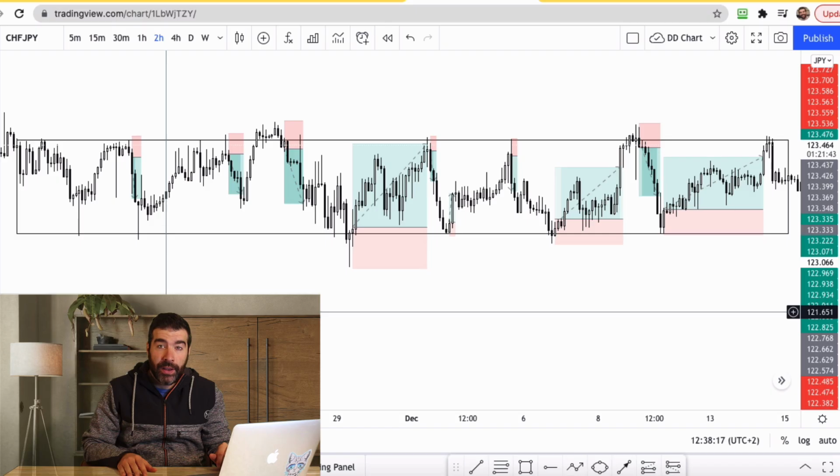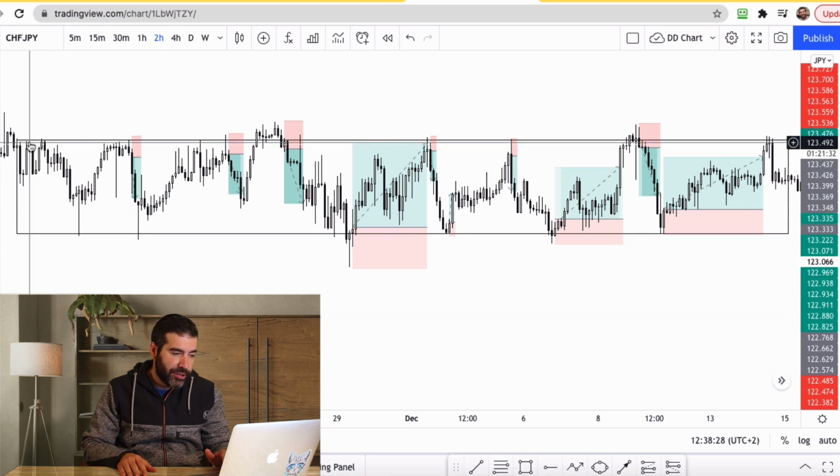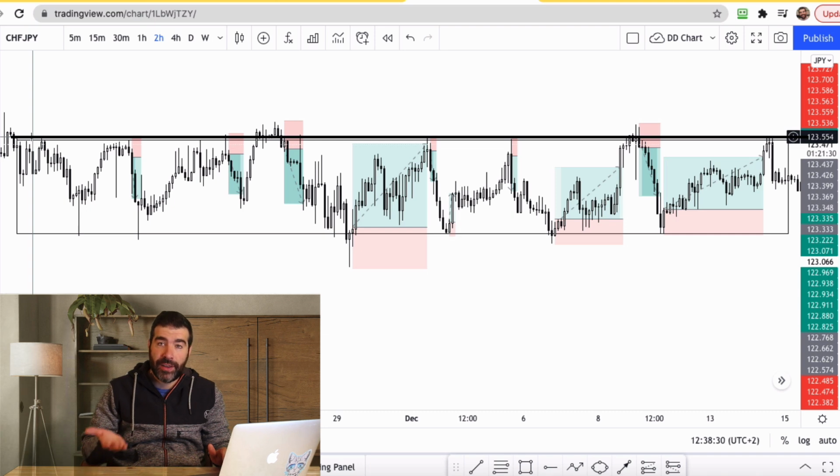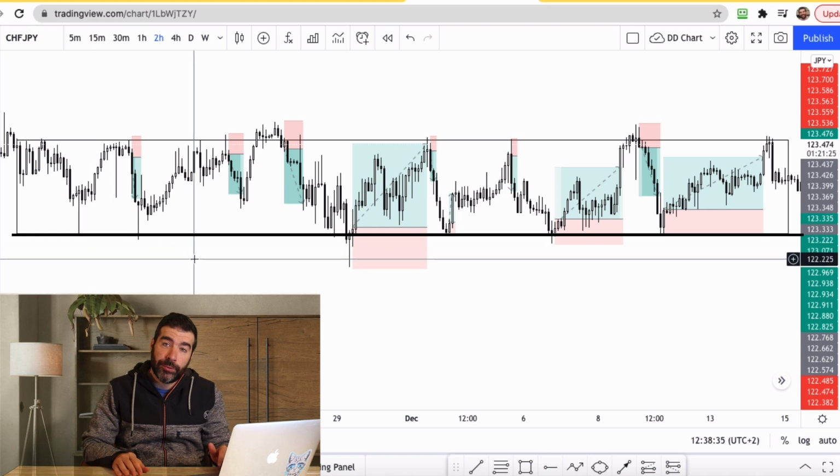So let me give you an example. Here we have a 2-hour chart on the Swiss yen, and it was ranging. So the repeatable price pattern here is that when it gets to the top of the range, you're going to want to sell. When it's high, you want to sell. And when it gets to the bottom of the range, you're going to want to buy.